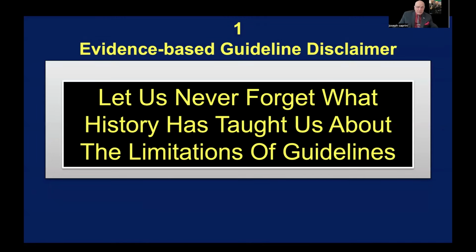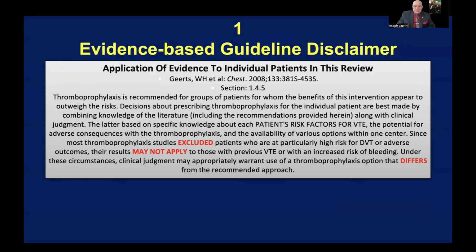Now, let us never forget what history has taught us about the limitation of guidelines. And this is a statement that's as true today as it was when Bill Gertz first wrote it. Thromboprophylaxis is recommended for groups of patients for whom the benefits of this intervention appear to outweigh the risks. Decisions about prescribing thromboprophylaxis for the individual patient are best made by combining knowledge of the literature, including recommendations provided herein, along with clinical judgment, the latter based on specific knowledge about each patient's risk factors for VTE, the potential of adverse consequences with the thromboprophylaxis, and the availability of various options within one center.